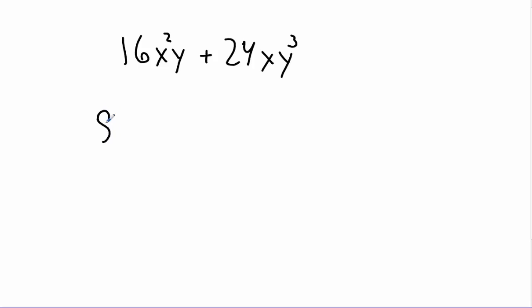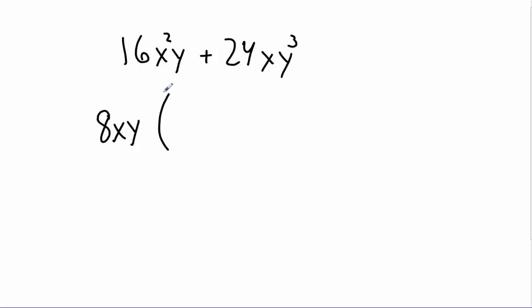So the next one we can look at, let's do 16xy, we'll do x to the second, plus 24xy to the third. A common number between 16 and 24. We want to think of the largest one, the greatest common factor, which is going to give us 8. Like I said before, we have x to the second and x to the first. Since they both have an x, and x to the first is the lower exponent, our GCF is just an x. We have y to the first, y to the third, so it's just a y.